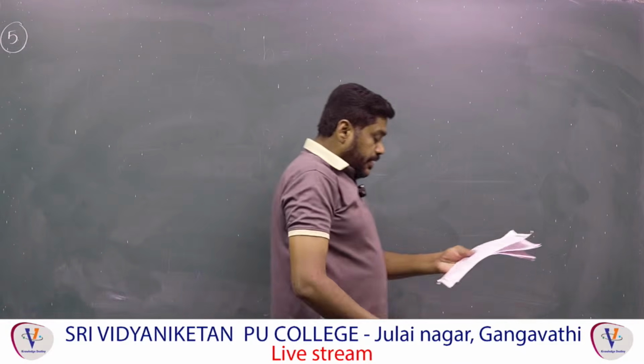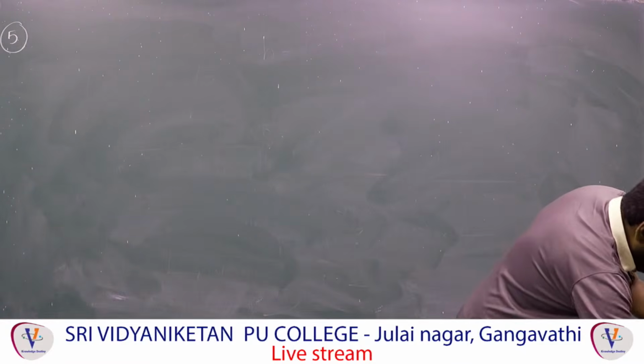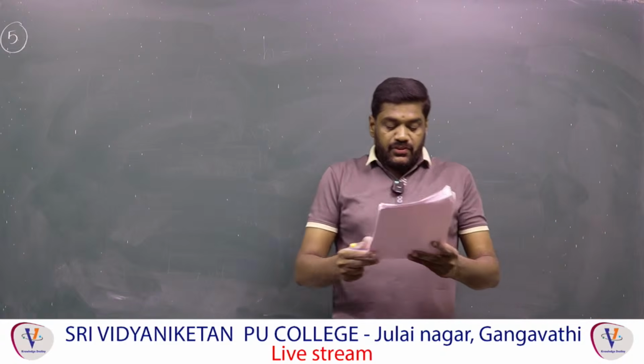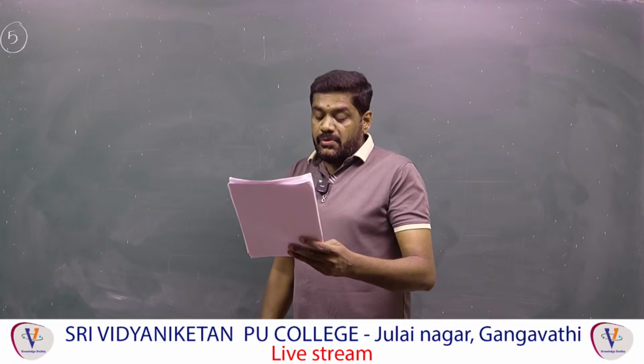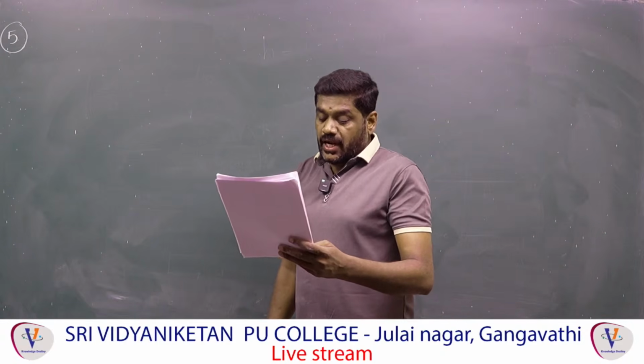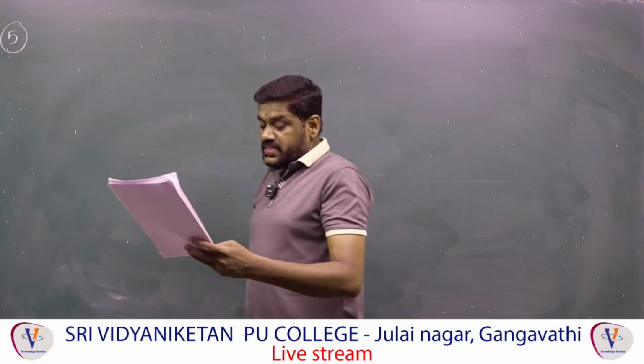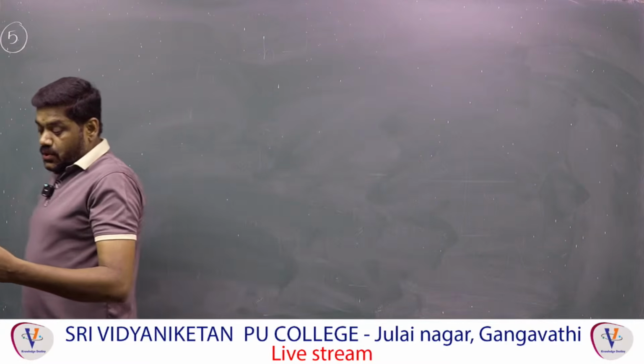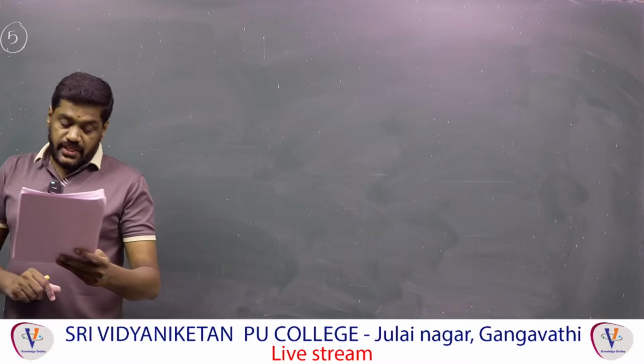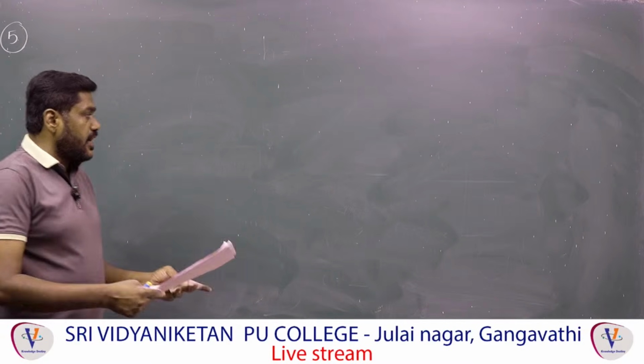So what they asked: a ball falls under gravity from a height of 10 meter with initial downward velocity v meter per second. It collides with the ground, loses half of its kinetic energy in the collision, and rises back to the same height. The initial velocity is what they are asking.